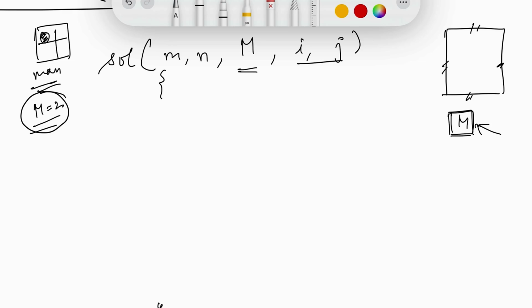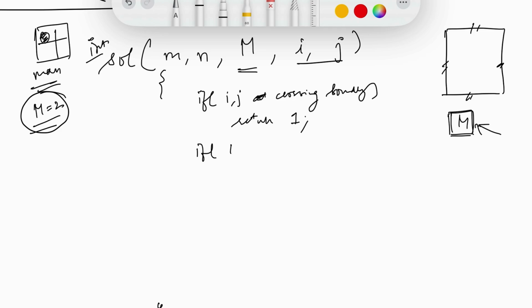Let's say at any instant I will check for the value of i and j. If i, j is crossing the boundary, it means that is a valid path. In that case I can return the integer 1, and if m equals 0, I will return 0. This you can call pruning, because it is of no use to keep moving ahead. And this is the terminating case.